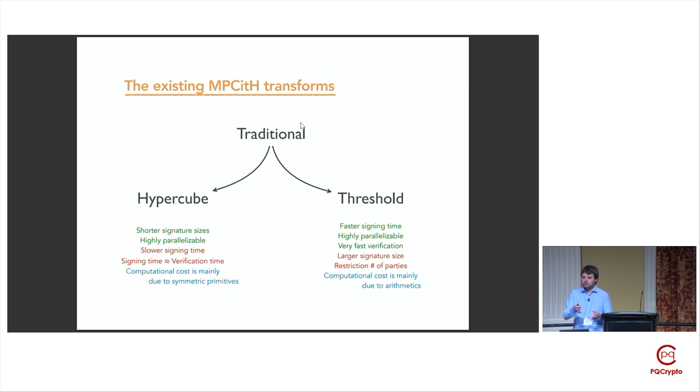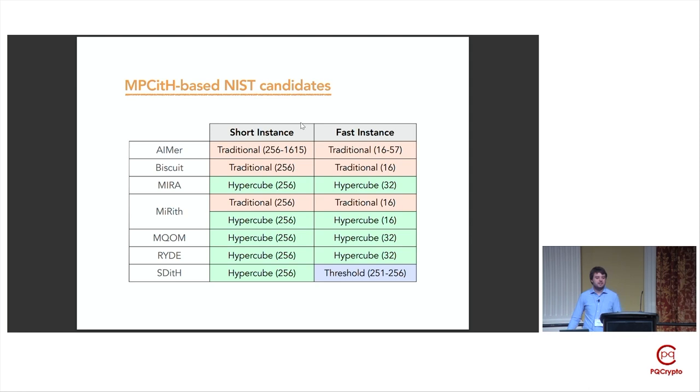And so it means that we only have two parties. So it can be a real issue. Here are the candidates submitted in the new call of the NIST: Aimer, Biscuit. So, and that is the variant they use. Aimer and Biscuit, if I'm not mistaken, are working on the traditional approach. But I think it would be faster if they used the hypercube approach.